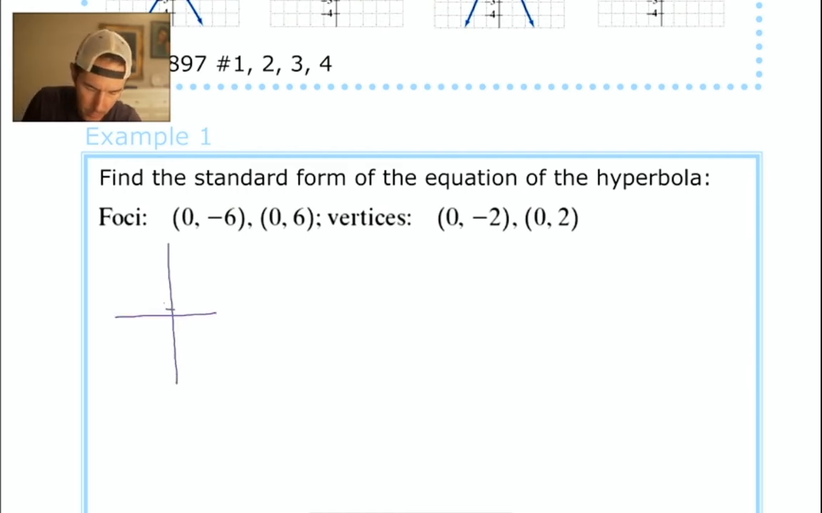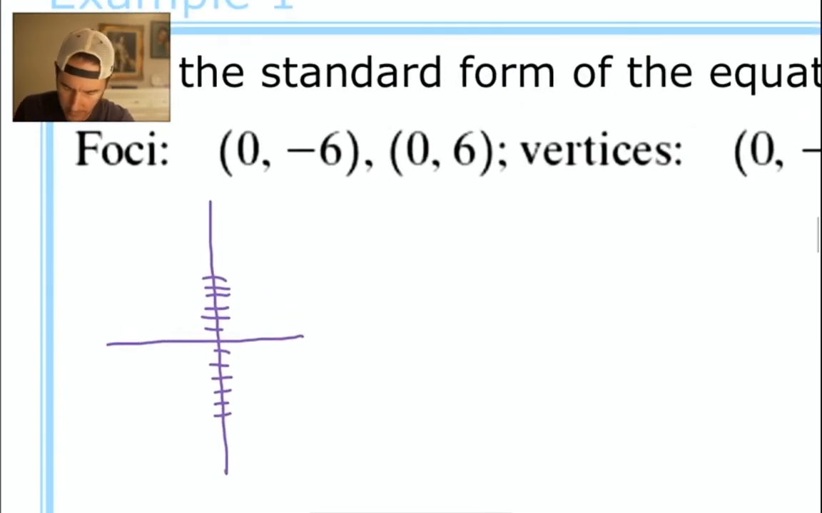I'm going up 1, 2, 3, 4, 5, 6, down 1, 2, 3, 4, 5, 6, and the foci are at plus or minus 6. There we go. And the vertices plus or minus 2. There they are. Now the vertices, the curve is actually going to pass through those points.